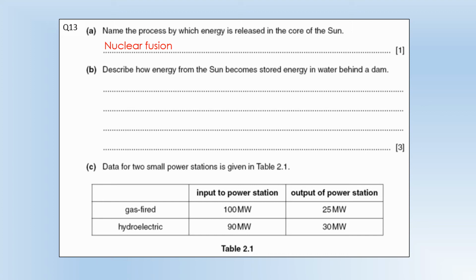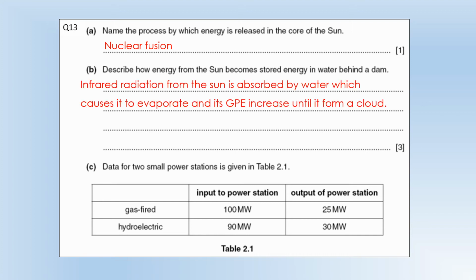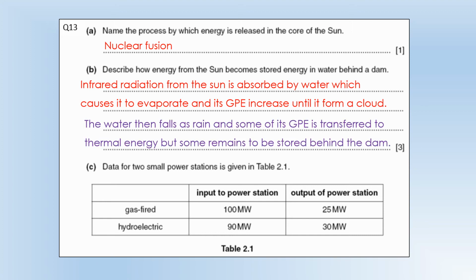Describe how energy from the sun becomes stored energy in water behind a dam. So, infrared radiation from the sun is absorbed by water, which causes it to evaporate, and it's going to go up into the sky, so it gains GPE, and it usually stops gaining GPE at the point it forms a cloud. And then that water falls as rain, and some of its GPE is going to be transferred into thermal energy, but some GPE will remain. So for the water that lands on the top of a mountain, it's going to still retain some GPE that we can store behind a dam and then typically transfer into electricity.